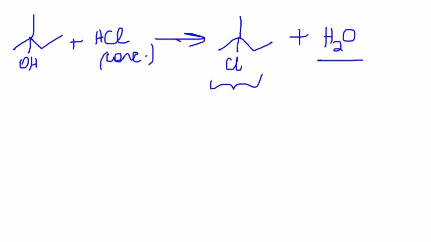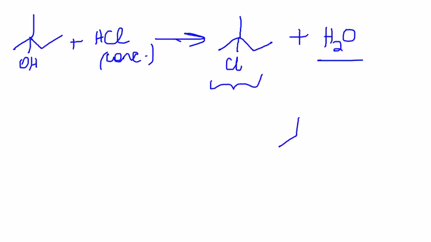Now, if somebody wanted to check, you can always check, because substitution and elimination kind of go hand in hand. So there is a possibility that as you're running the substitution, a little bit of your material can go through elimination depending on reaction conditions. But we are trying to minimize that. That's the aim.